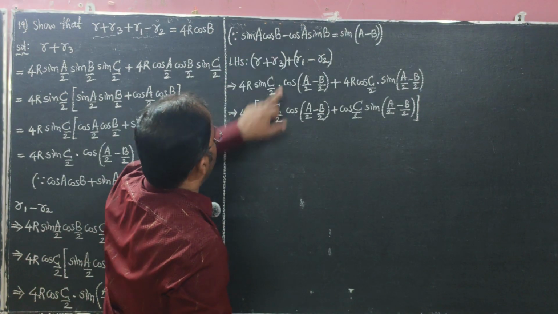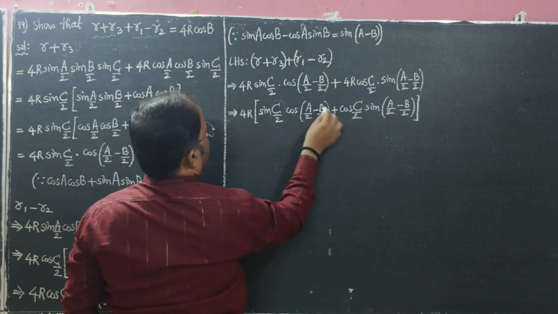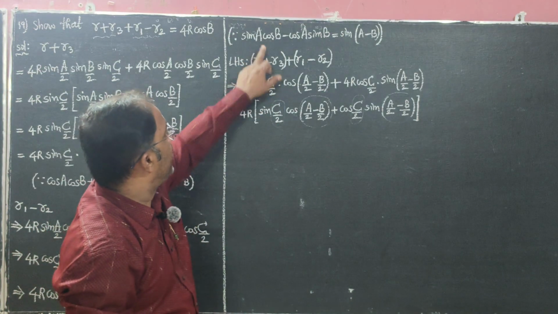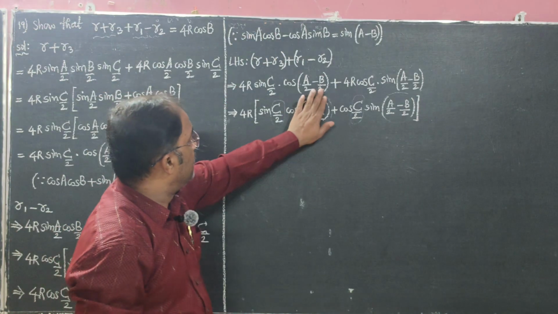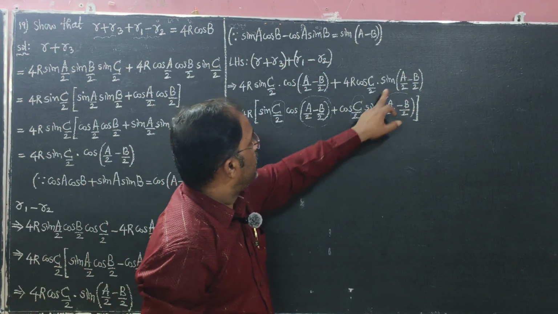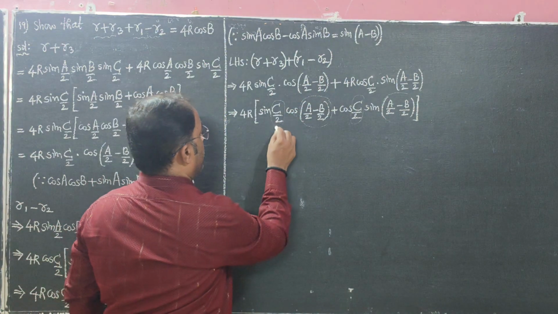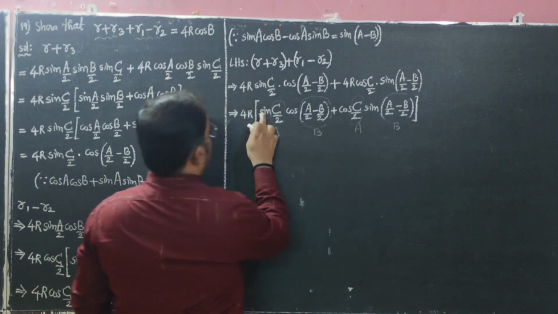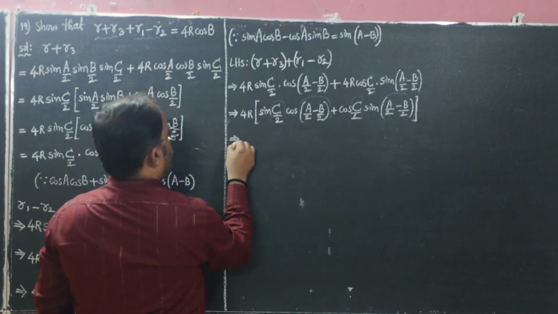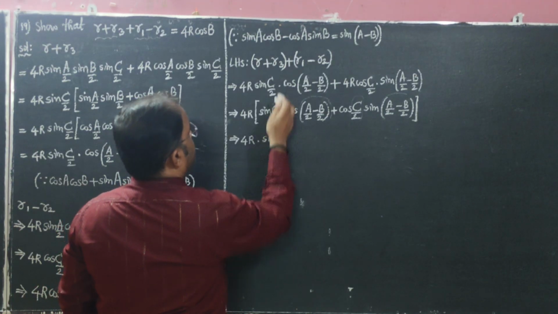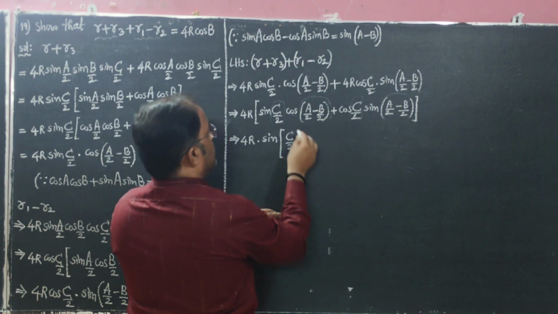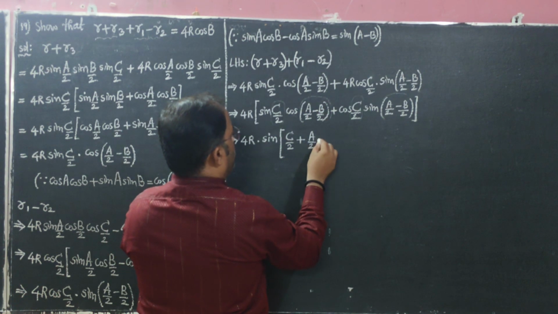Look at this formula once: sin a cos b plus cos a sin b. Here, what is a? c by 2. Let c by 2 be a and let a by 2 minus b by 2 be b. So c by 2 is a, and a by 2 minus b by 2 is b. It is in the form of sin a cos b plus cos a sin b. What is the formula? 4r into sin of a plus b. With minus it is minus, with plus it is plus, sin of a plus b. The a value is c by 2 and the b value is a by 2 minus b by 2.